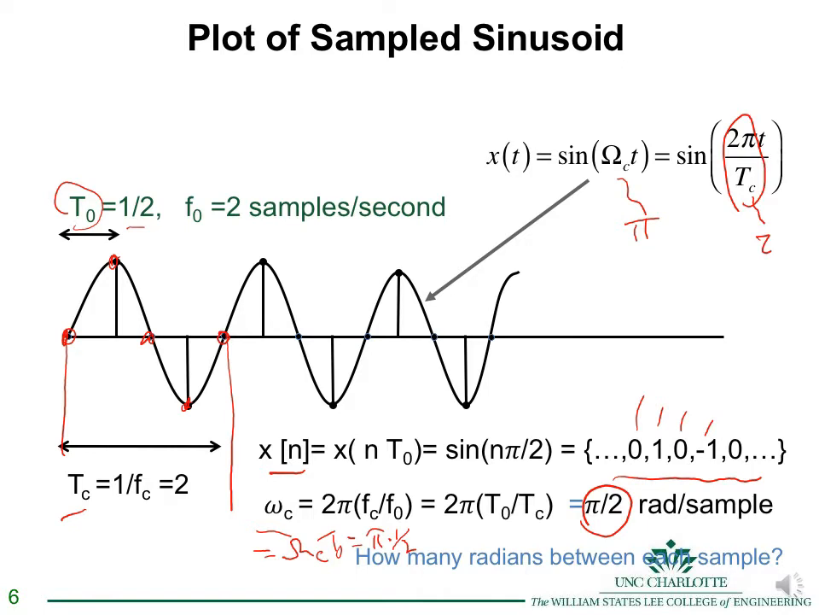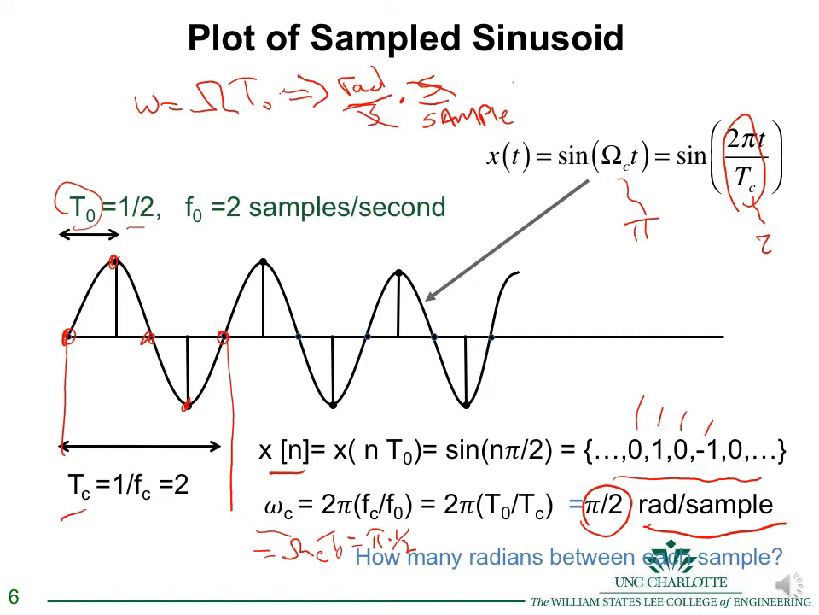What's important here to see is that the units of the discrete time frequency is radians per sample. One way to see that is from conservation of units. Remember, omega equals omega times t0. And if we look at the units on this, we have radians per second times seconds per sample, because the period is how many seconds long a sample period is. And so we can just cancel the units and we get radians per sample.